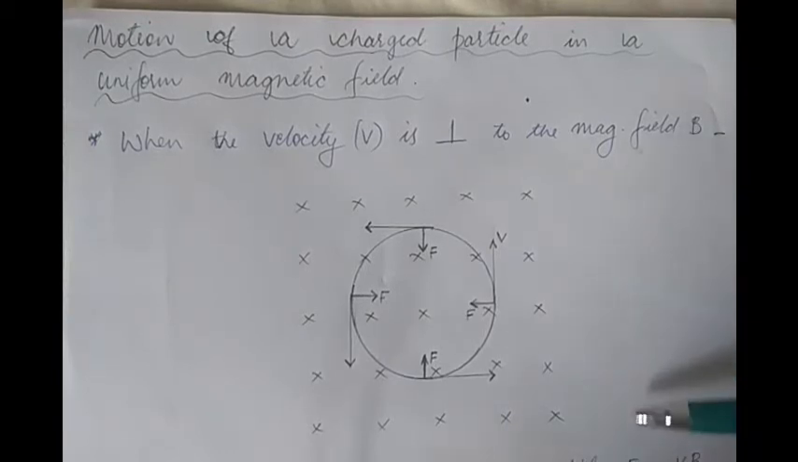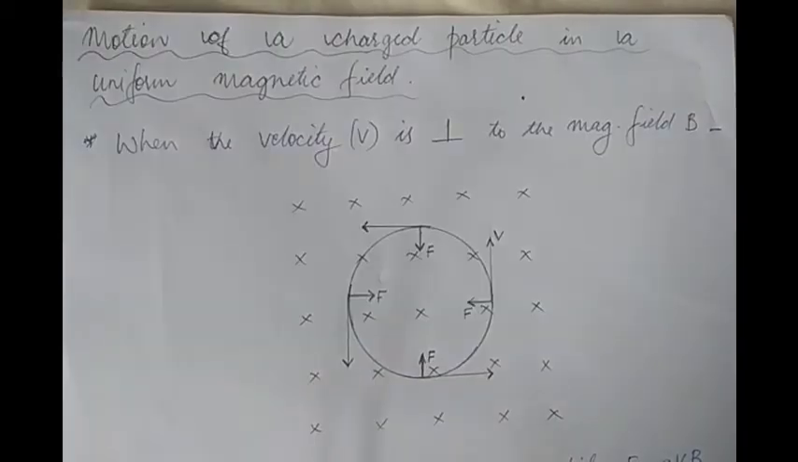So wherever you see fields represented by crosses like this, you have to understand that the field is perpendicular to the plane of the paper and going perpendicularly inward. Whereas whenever you see dots representing fields, you have to understand that the field is perpendicular to the plane of the paper but coming perpendicularly outward. The reason being that magnetic field is a vector quantity.